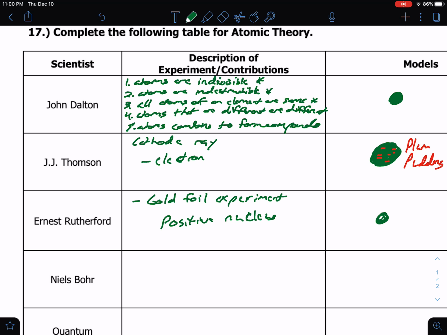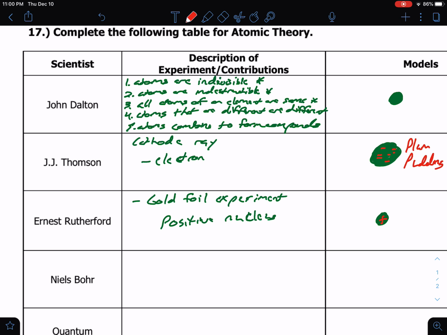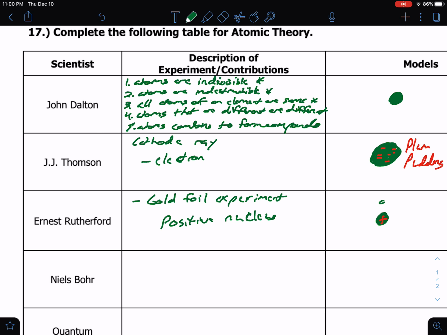So he still had the nucleus. You had this atom that had a nucleus now, and this was all positive. Then you had little electrons all floating around it randomly. So they could be anywhere. These are all electrons.